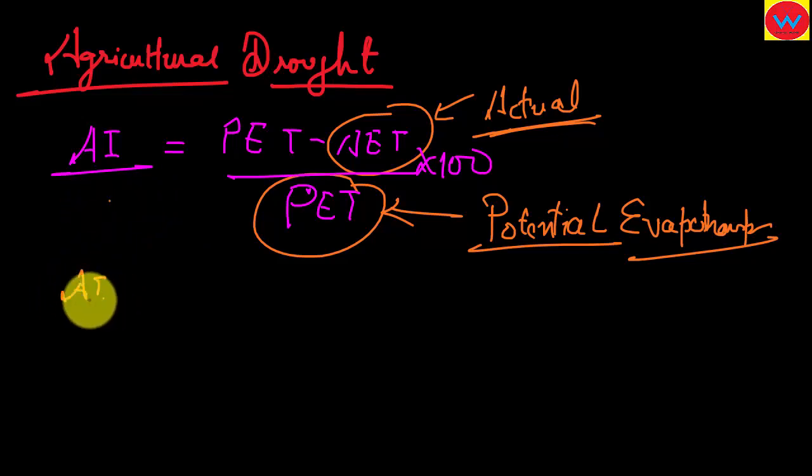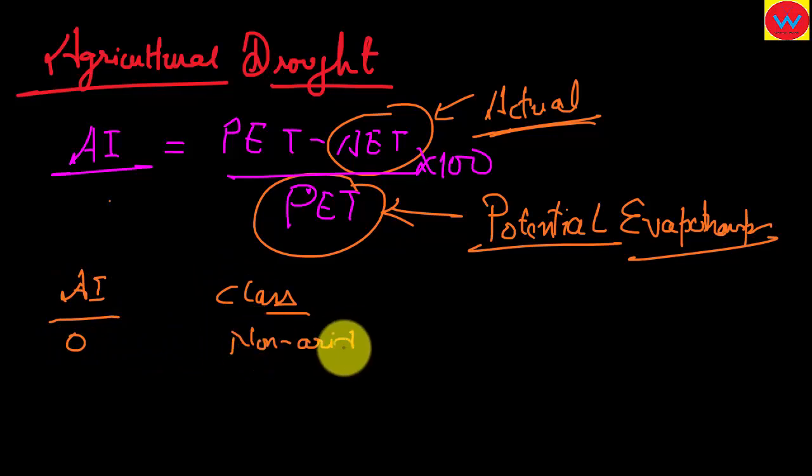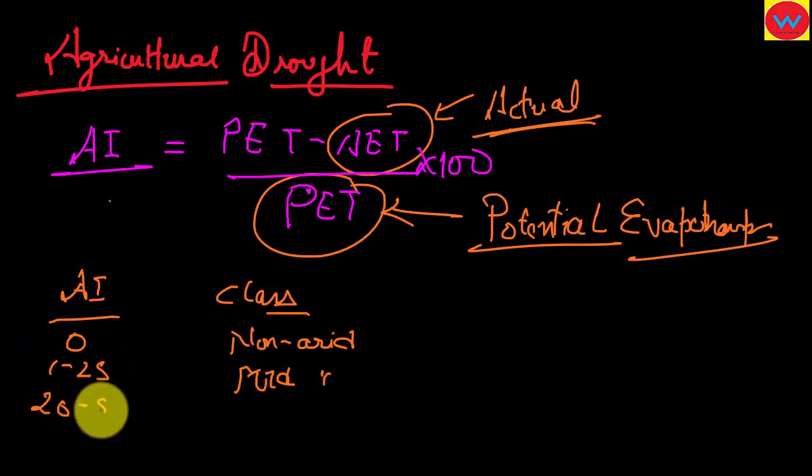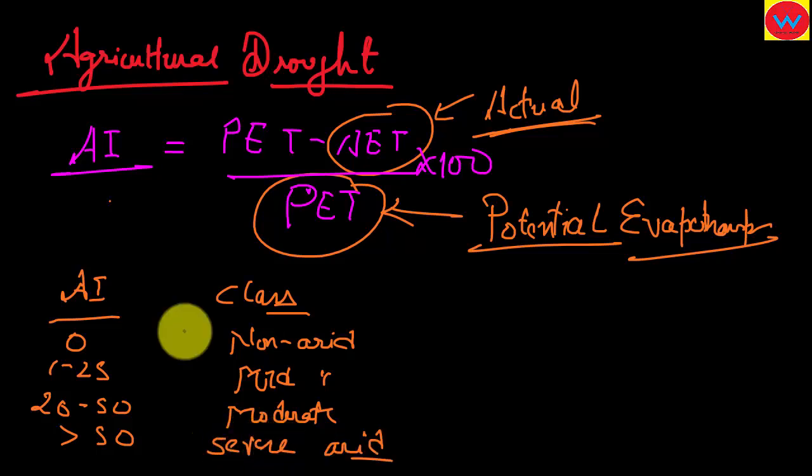So here we have AI and here we have class. If AI is 0 or negative, then the class is non-arid. If it's 1 to 25, then we have the classification mild arid. If it's 26 to 50, then the class is moderate, and if it's more than 50, then you have a severe arid region or season. The departure of the aridity index from its corresponding normal value is called the AI anomaly, which represents moisture shortage. And as we have seen, this is our classification of aridity based on AI.